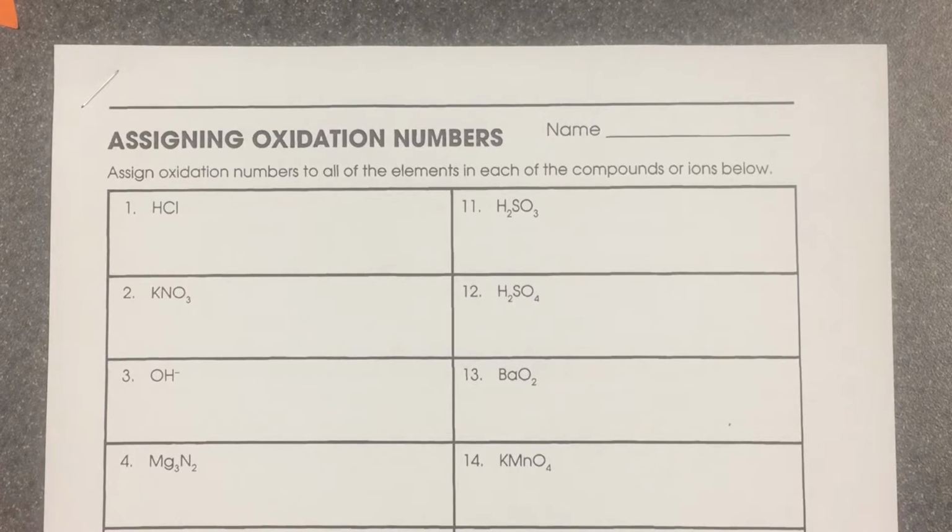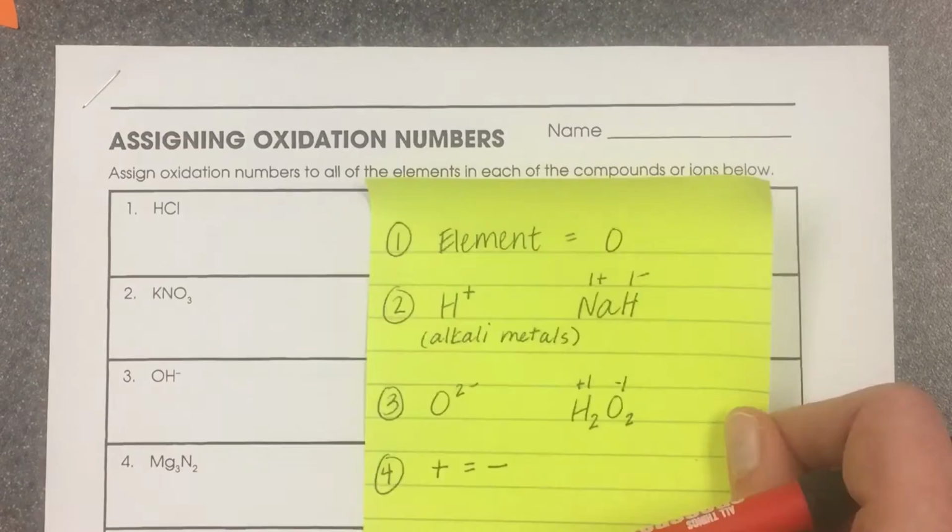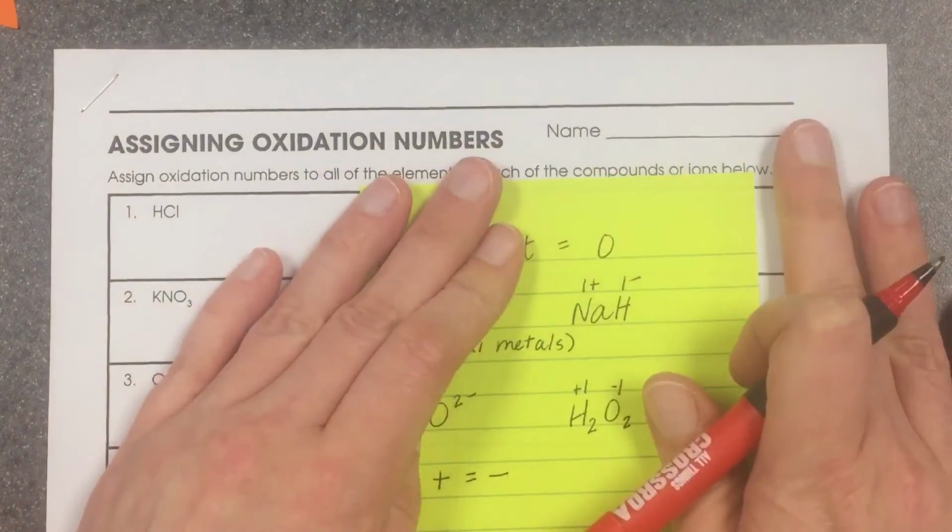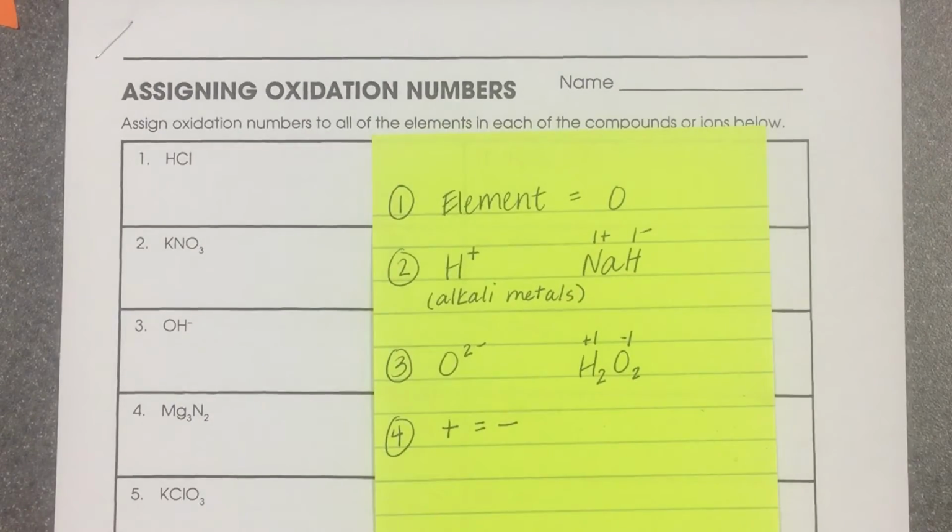First, we're going to go over assigning oxidation numbers, just like we did in class. And then we're going to talk about looking at oxidation and reduction separately. So the first thing we have to be able to do when we're looking at redox equations is be able to assign oxidation numbers. There are going to be 4 rules for assigning oxidation numbers, okay?